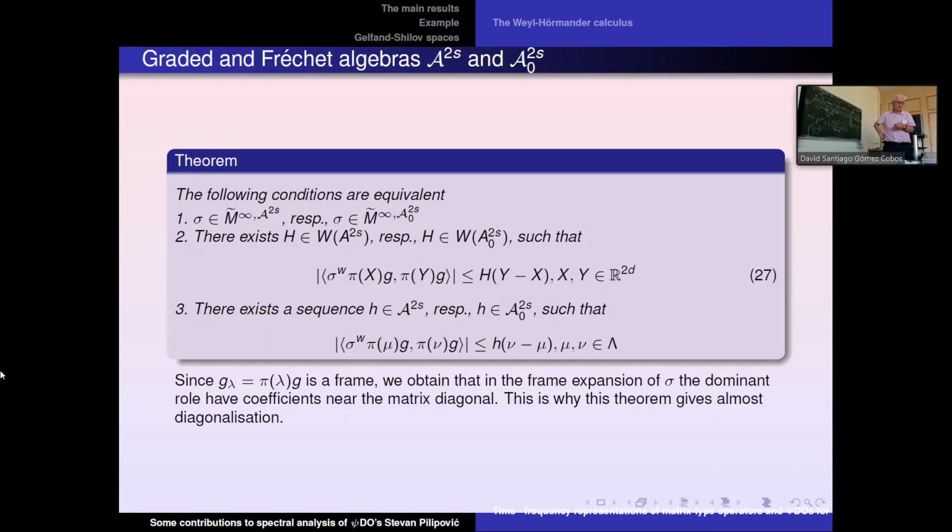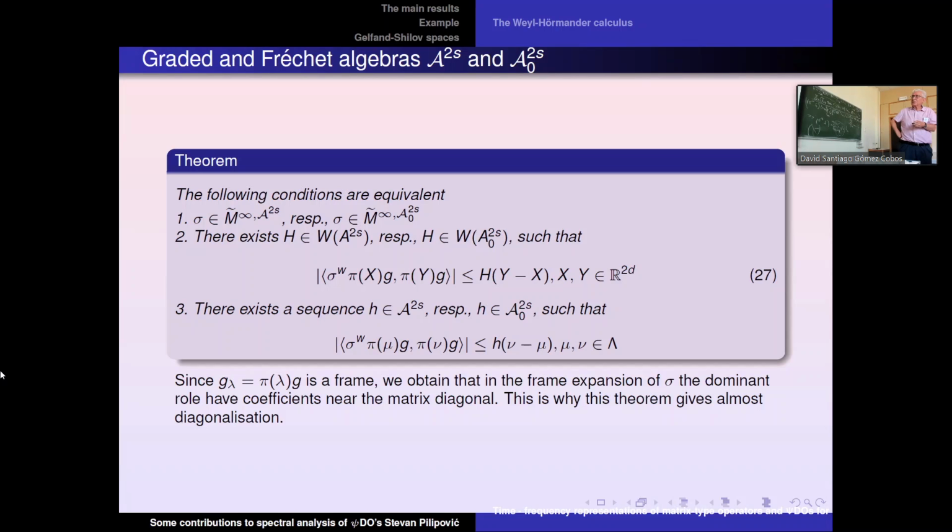For example, Rodino and Cordero, they did it with A0 just for 2s greater than 1. They wrote a paper with this in their book. But for me, this is not important. It is not a big deal to see that this holds also.